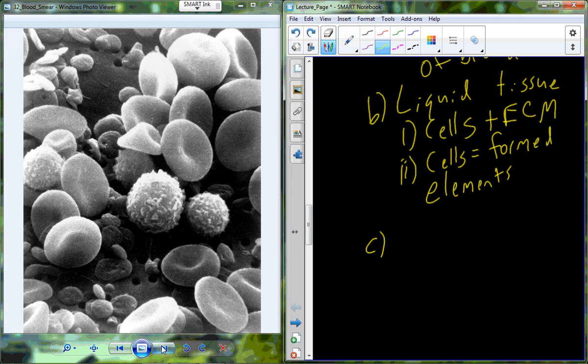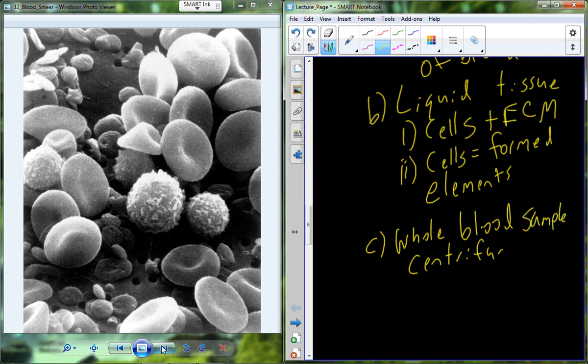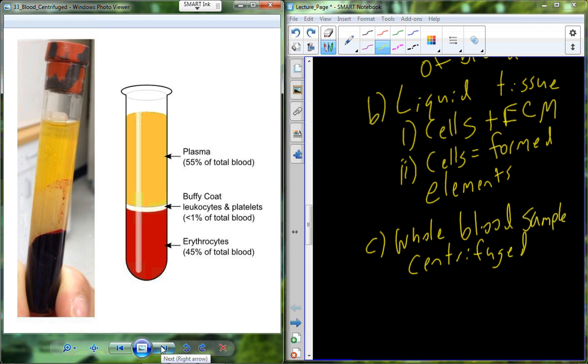Now, one of the most common ways in which blood is utilized in health fields is to collect a whole blood sample, and to take that whole blood sample and to submit it to a centrifuge. Now, a centrifuge is a laboratory tool that we utilize that spins things really, really fast. And when we apply centrifugal forces, heavier objects move further out away from the middle of the rotor or the spinning utensil, and lighter things remain closer towards the higher levels of centrifugal force.